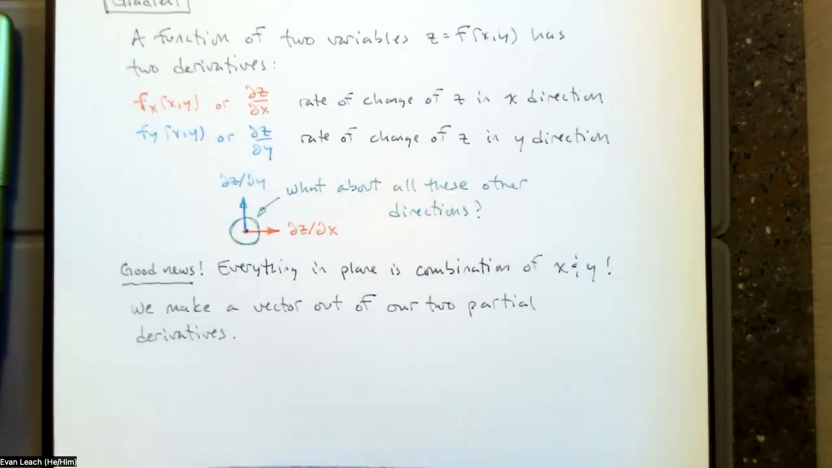Everything is a combination of x and y. I know how things are changing in the x direction. I know how things are changing in the y direction. We just need to combine those two. We're going to create a vector out of our two partial derivatives. This vector is called the gradient of the function.